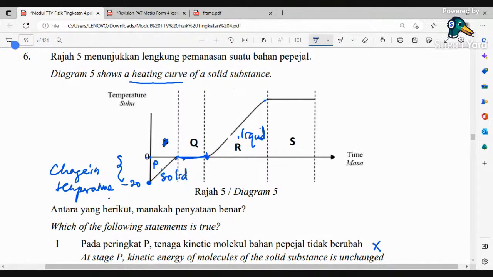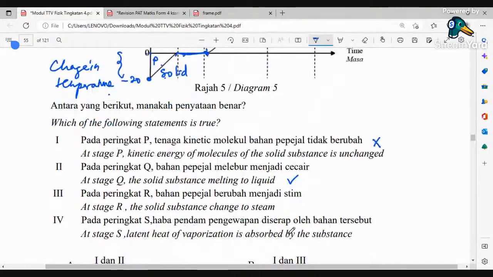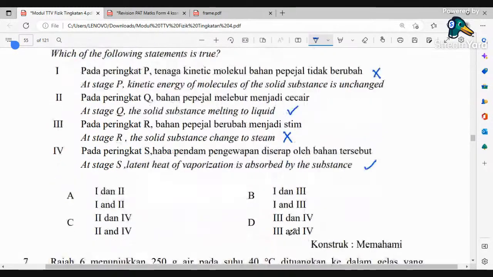Okay, saya ulang balik ya. P, heat capacity. Q, latent heat of fusion. R, heat capacity again. Okay, and then S, balik sini S. Okay, so this one is latent heat of vaporization. Ini wrong. S, latent heat of vaporization, correct. Okay, absorb. So we have 2 and 4. Answer ialah C.